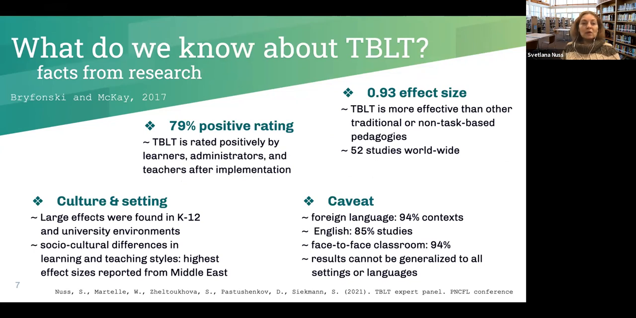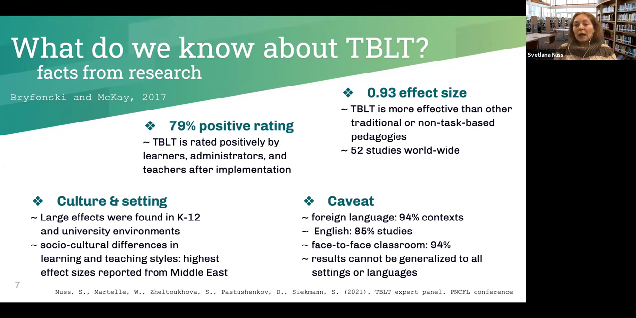So recently, Bryfonski and McKay had a meta-analysis, and I just wanted to briefly touch on some results. They went over 52 studies, and overall effect size is 0.93. 0.93 is a very high effect size. So to give you an idea, the way Dr. John Hattie talks about it, and he's an authority on statistical analysis and meta-analysis. So the way he describes progress of a student in 1 year is equal to 0.4.